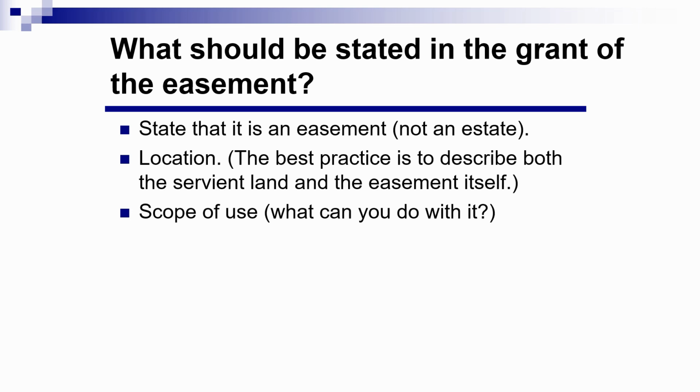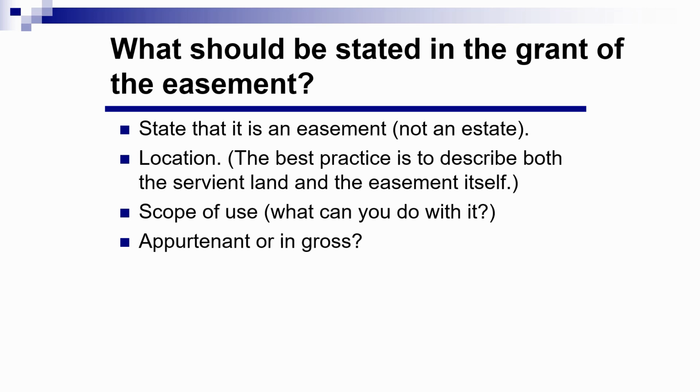Third, we need to say what the scope of the easement is. In other words, what is the person who gets the easement allowed to do with it? It might be for a driveway, a power line, a water line, a sewer line. You can think of lots of uses, but we need to say in the easement what the scope of use is.